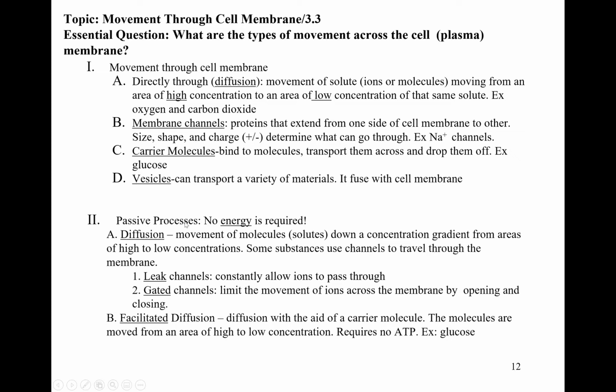If it's a passive process, that means no extra energy is required. I mentioned to you that diffusion is a very natural type of movement. You don't have to do anything. The cell doesn't have to do anything. It's just going to automatically do it. So here is diffusion again: movement of molecules, or solutes, down a concentration gradient from areas of high to low concentration. A concentration gradient is an area that has differing concentrations, so you go from high to low, low to high, but if there's a difference in the area, then it's called a concentration gradient.